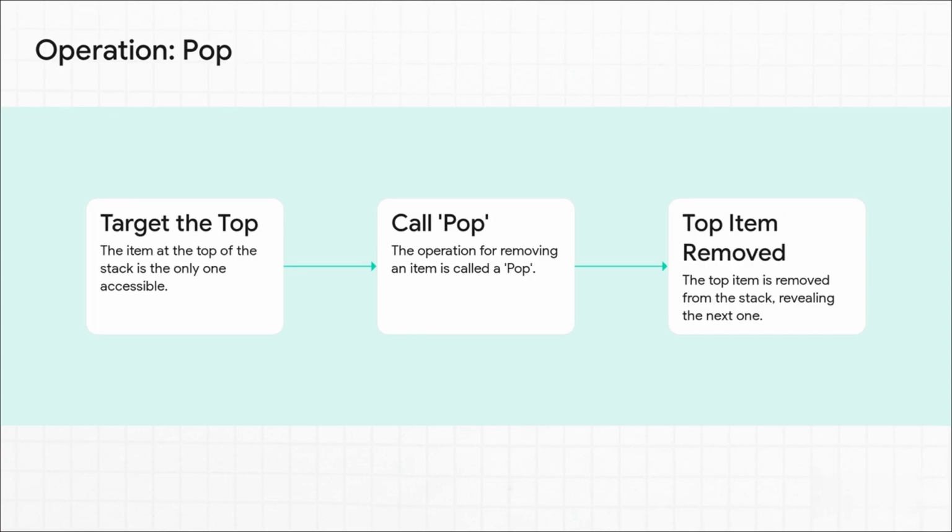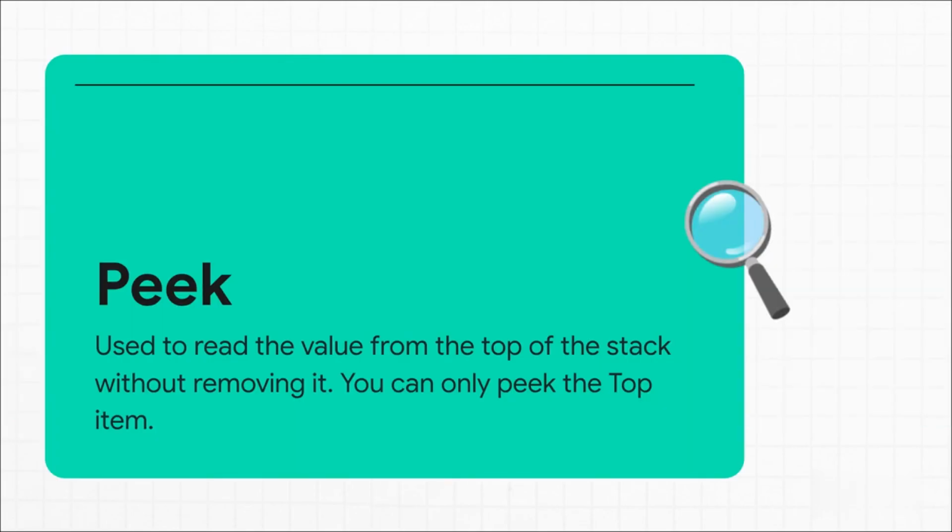Next, we have pop. This is how we take something off. And because of our last in, first out rule, we can only take the top one. So if our stack is A, B, C, and we pop it, we remove C. The operation gives us back the value C and leaves A and B behind. And finally, there's peek. What if you don't want to remove the top item, but you just want to, well, peek at it? That's what this is for. It lets you read the value of the top item, but it leaves the stack completely untouched. That's a huge difference. Pop removes it, peek just looks.